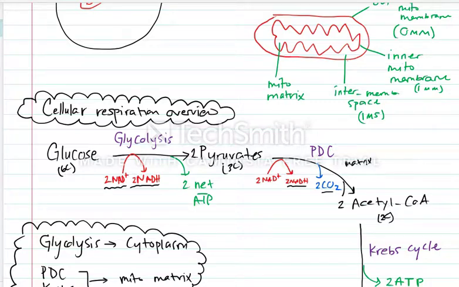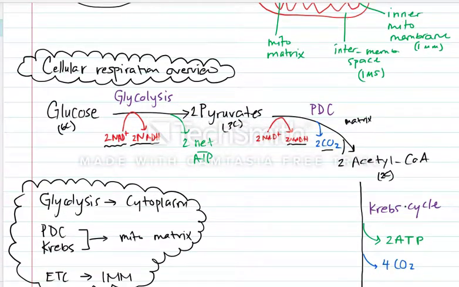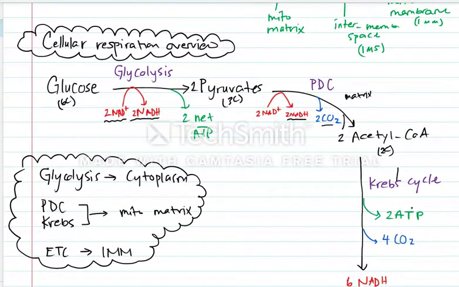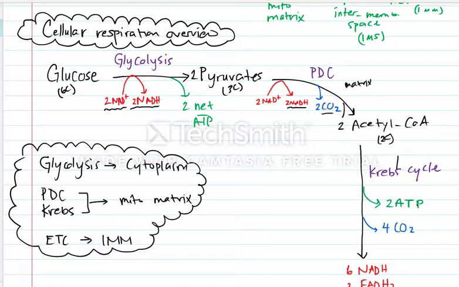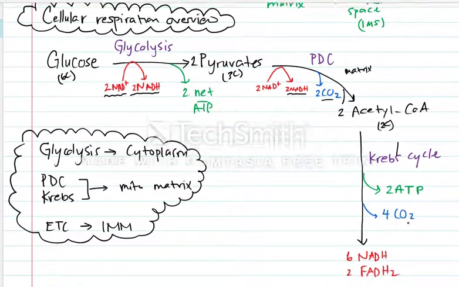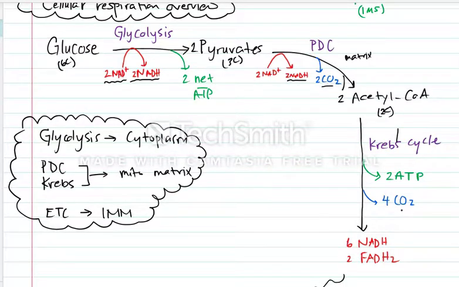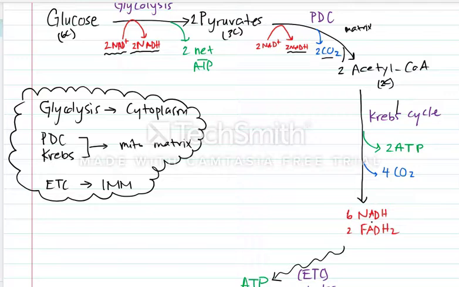So we have a pyruvate. Pyruvate has 3 carbons. It went through the series of reactions, and now it lost the carbon dioxide, and it has 2 carbons left. So acetyl-CoA goes into the Krebs cycle, which also takes place in the matrix. The Krebs cycle produces 2 ATPs and 4 carbon dioxides, again per glucose. Per glucose also 6 NADHs and 2 FADH2s.